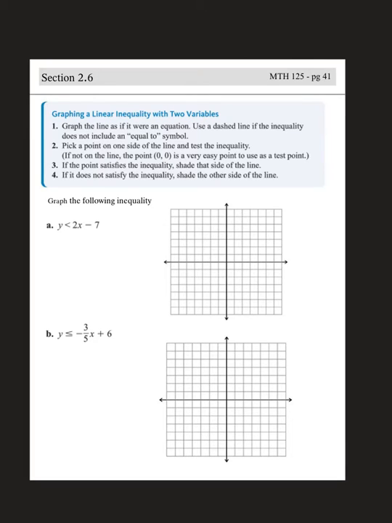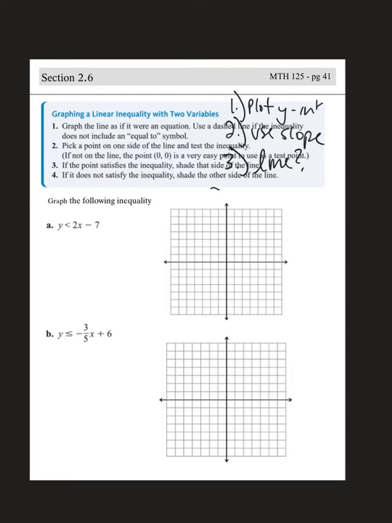Now let's look at graphing inequalities, because we have graphed lines, we haven't graphed inequalities. There's only two more things to consider when you're graphing an inequality. You still have to plot the y-intercept. You still have to use the slope to make more points. But now you have to decide on what kind of line you're going to draw.